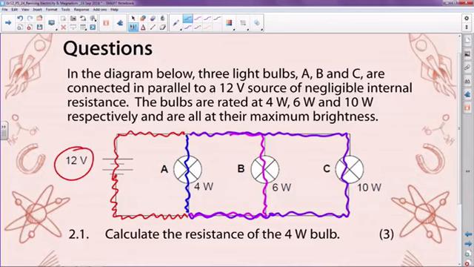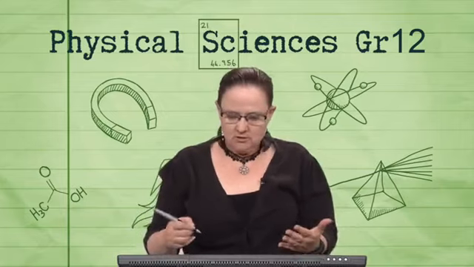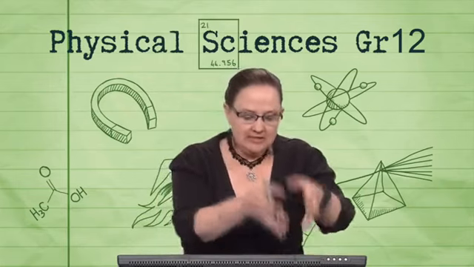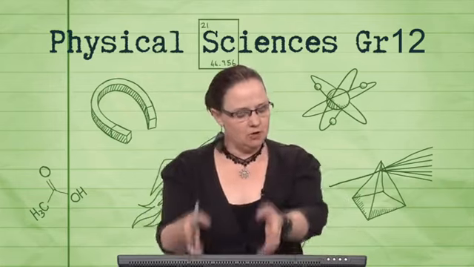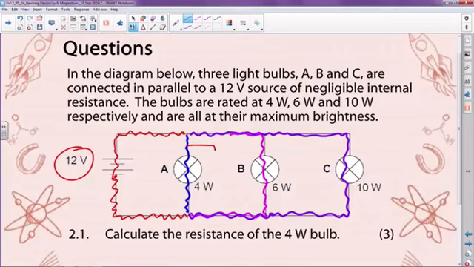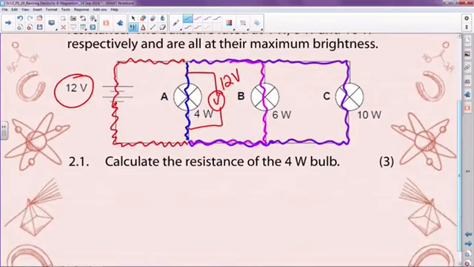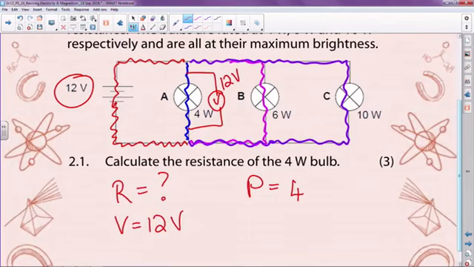This parallel section, these three light bulbs, are the only things in the circuit. That means that all the potential from the cell must go into the light bulbs. So that tells me that this light bulb has a potential of 12 volts. So if we go to this question, well, I want resistance. Great. I know V, it's 12, and I know power, it's 4.